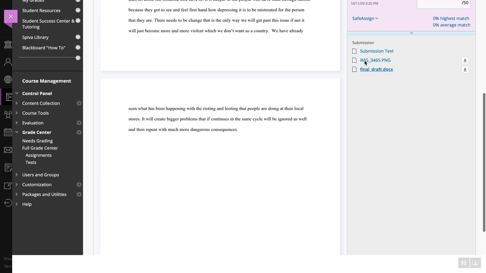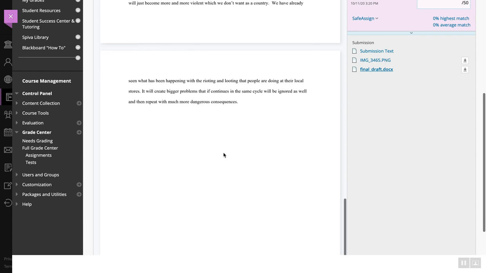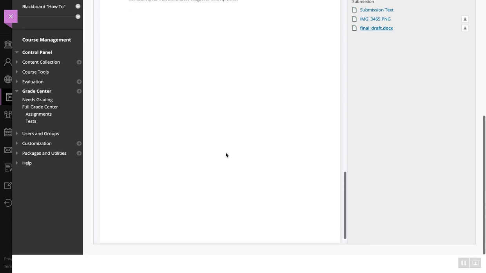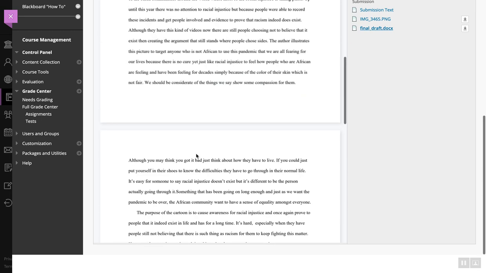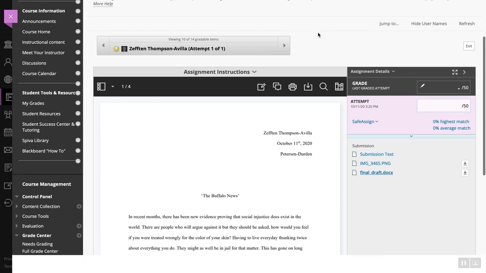Also, I see that you did indeed include an image connected to Blackboard here, but that's not what the assignment asked you to do. You were supposed to create an appendix, and we talked about how to format an appendix in class.